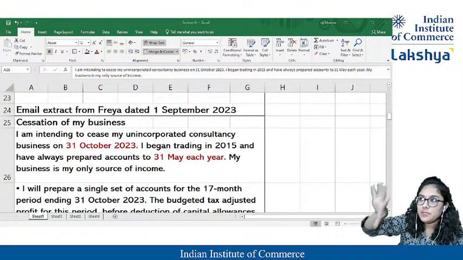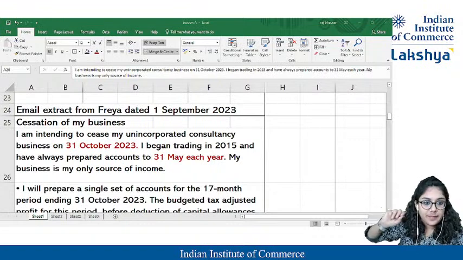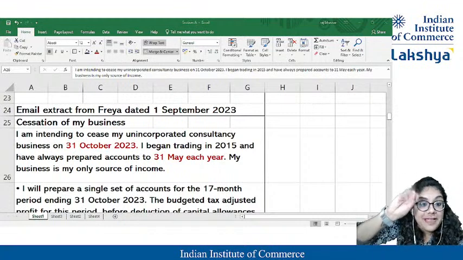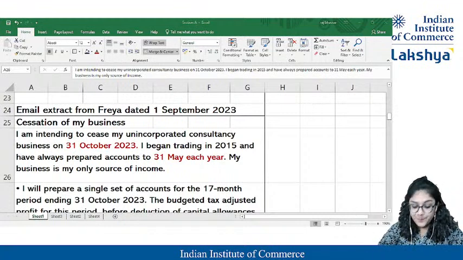So May to May, April to May, there are 12 months. So after May, so June, July, August, September, October. After 5 months you want to close the business.